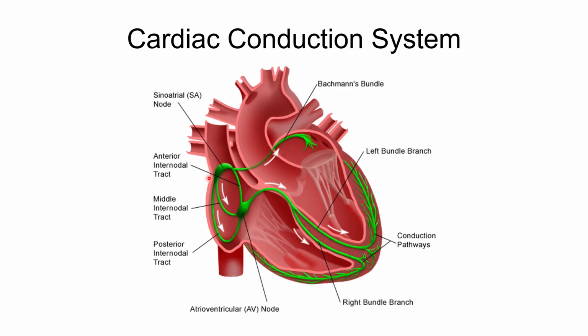So this is going to create an electrical impulse. From the SA node, we have Bachmann's bundle. This is going to be on our left atrium. And then the signal travels down to the AV node, which is right here, through the bundle of His, this interventricular septum here, to the left and right bundle branches. And then it finally terminates in the Purkinje fibers.